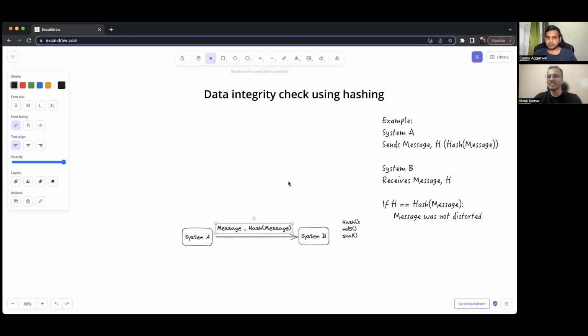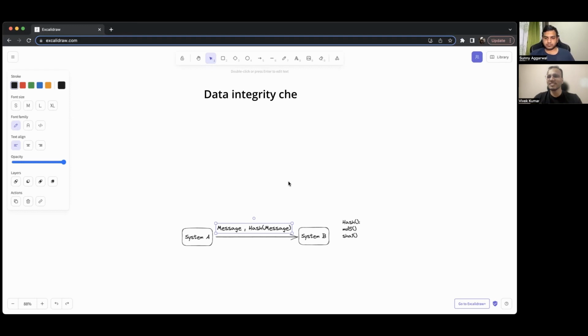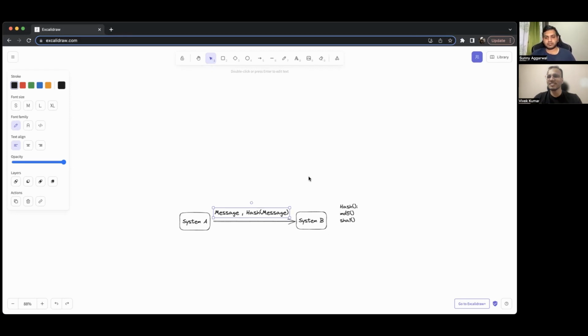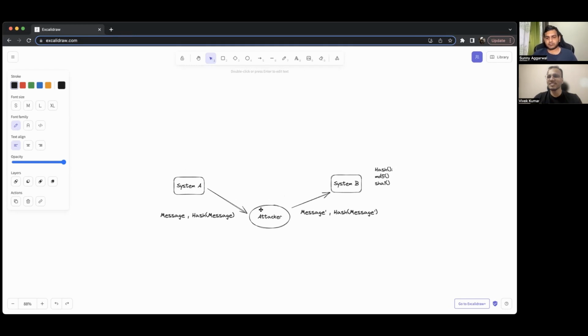Now, in this, although system B is able to check for integrity, there is no way for B to know if the message has actually been sent by system A. If there is an attacker sitting in between the network of A and B, it can receive the message sent by A, which is the message, and also the hash of the message. It can consume it and generate a new message, which is message dash and hash of message dash, and replace the original message and the hash with it and send it to B.